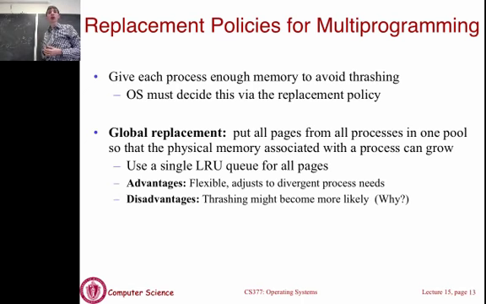So one approach that's the easiest to consider in the context of what we've already talked about is global replacement, where we essentially have one huge pool of memory, and let's say we run LRU on the one huge pool. So we have one LRU queue that has all of the pages from all of our processes, and we just do that. The advantage of that is a process can potentially get all of the memory of the machine, right? So it's very flexible because a process that needs a ton of memory can actually get a ton of memory. But the downside to this is that this may actually make thrashing more likely. So why is that? Yes.